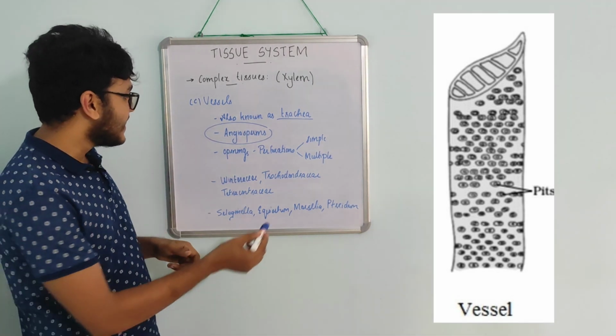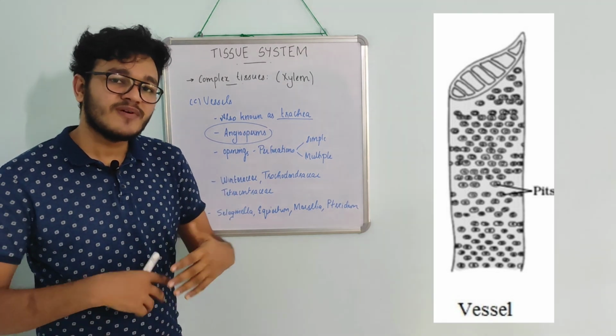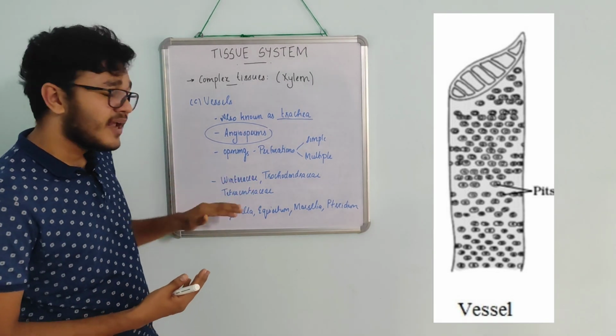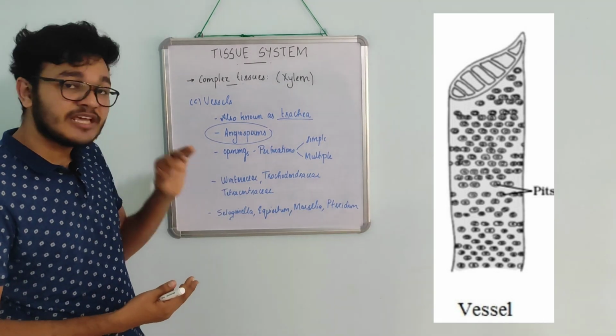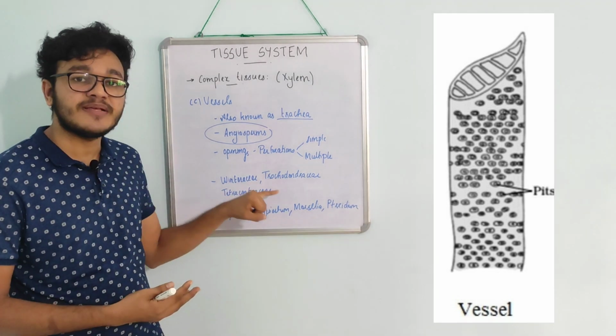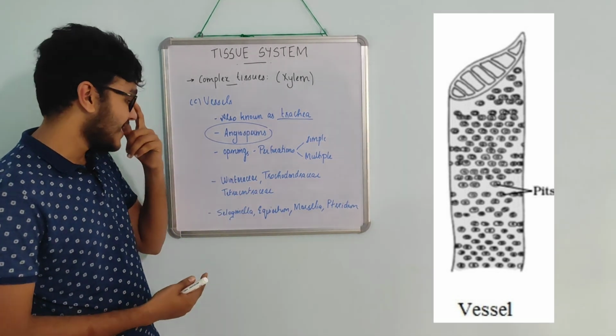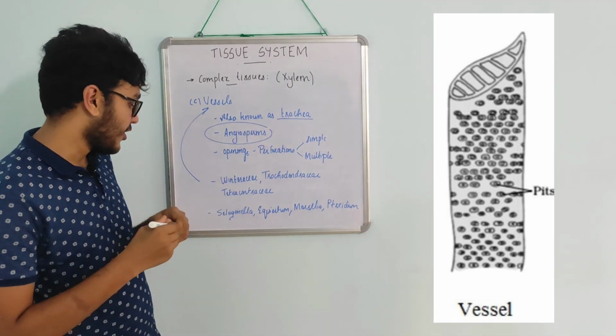Now we have said that in angiosperms vessels are present, but there are exceptional cases. Biology is always the case of exceptions. So there are exceptional cases in which angiosperms do not have vessels, and that is in 3 families mainly, that is Winteraceae, Trochodendraceae, Tetracentraceae. These 3 families do not have vessels. So that is an exceptional case, and that is really important regarding vessels in terms of entrance.